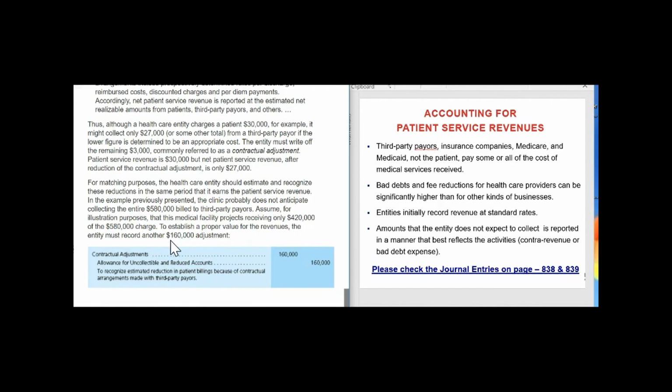So they need to make one adjustment. The entry will be a debit to contractual adjustment, and then allowance for uncollectible and reduced amounts will be a credit. So they are creating one provision because they are estimating, but since they have a contract with their third-party payers, instead of using bad debt, they call it contractual adjustment. So these are some basic common journal entries that a healthcare entity can record.